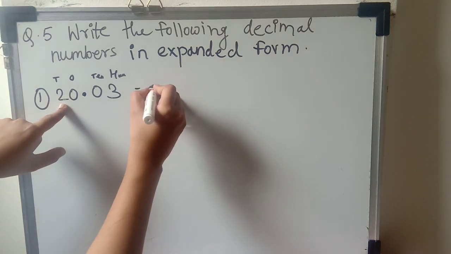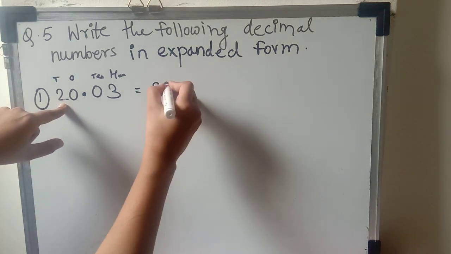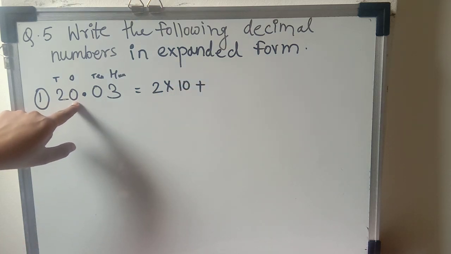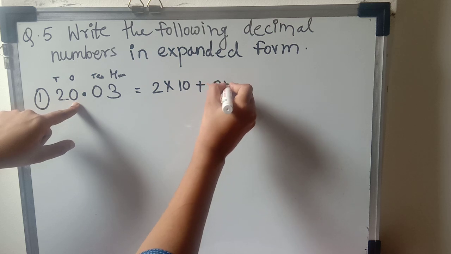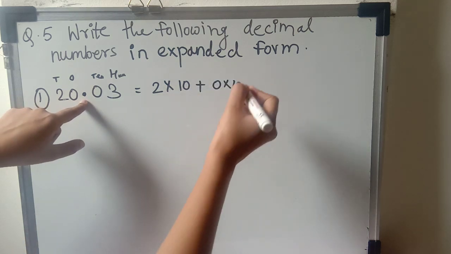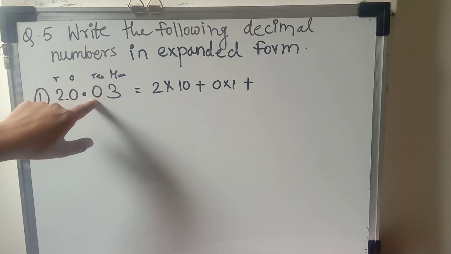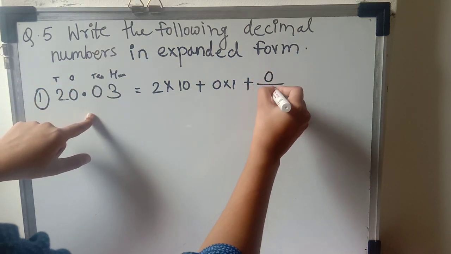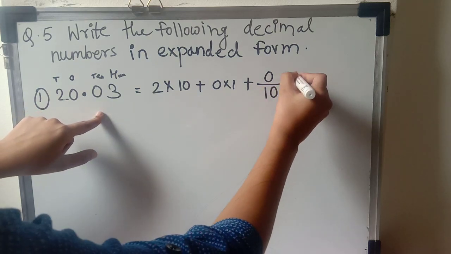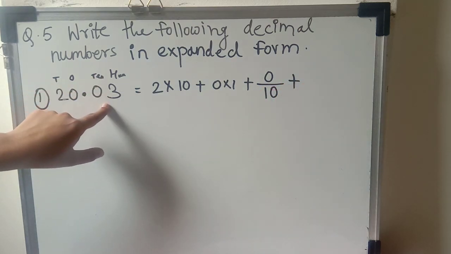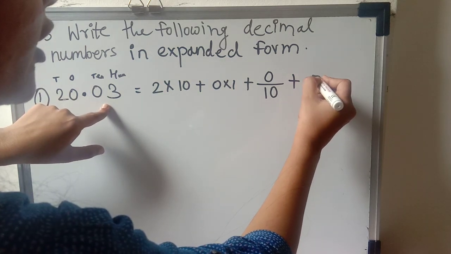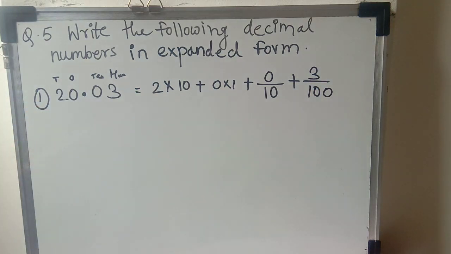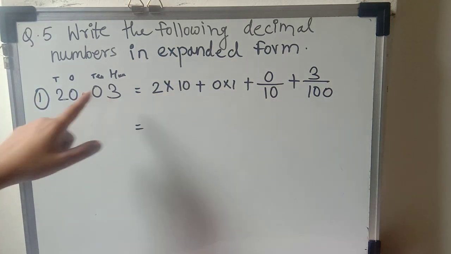So 2 is on the tens place, it means we have to multiply the 2 with 10. Plus, on the ones place there is a 0, so 0 multiplied by 1. Plus, now 0 is on the tenths place, so we have to divide that 0 by 10. Plus, on the hundredths place the number is 3, so 3 divided by 100. So this is the expanded form of this number.